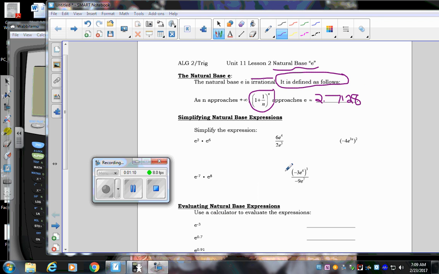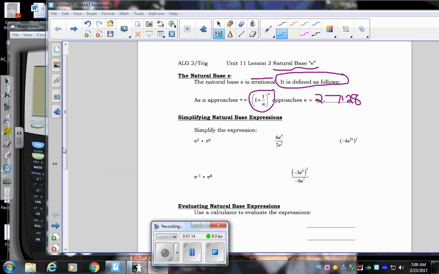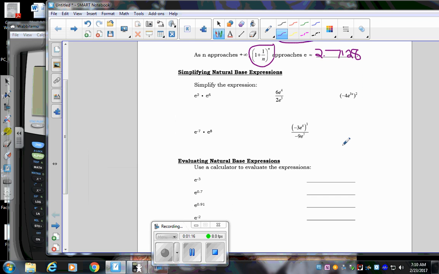Okay, so let's take a look at what we can do with E in a couple different patterns. In terms of just simplifying expressions that contain E, treat it just like a regular variable. So if this was like x squared times x to the 6, when we multiply common bases, we add our exponents. So this ends up being e to the 8th.